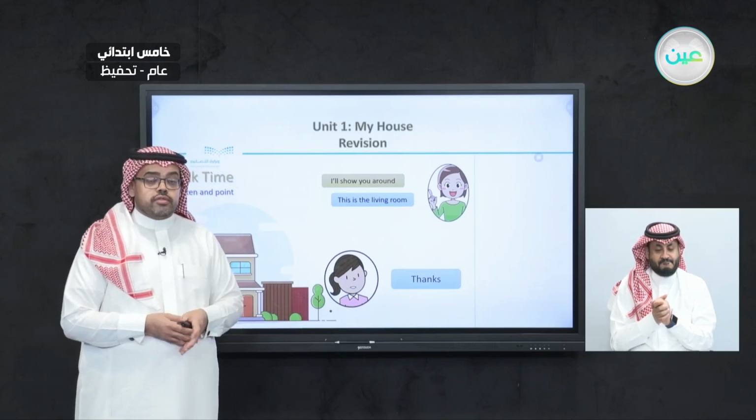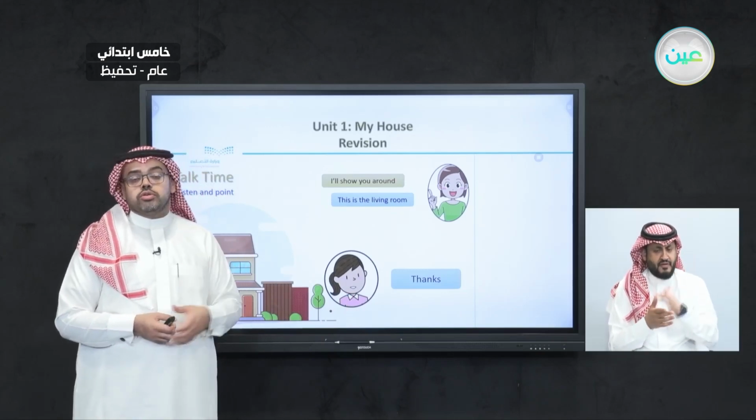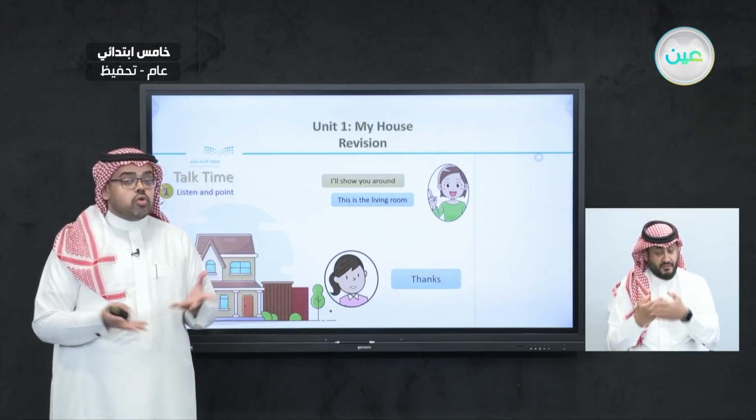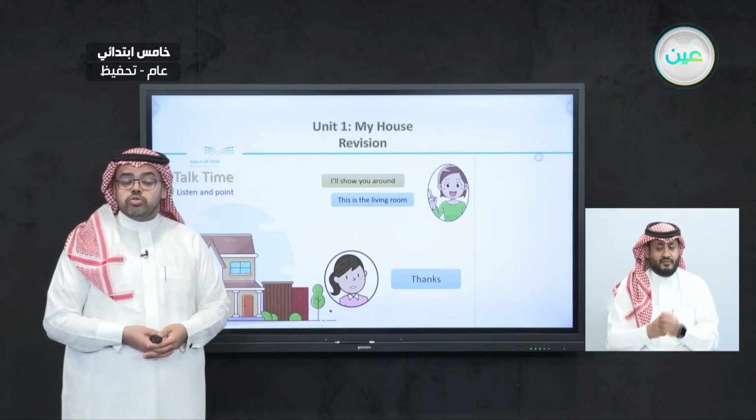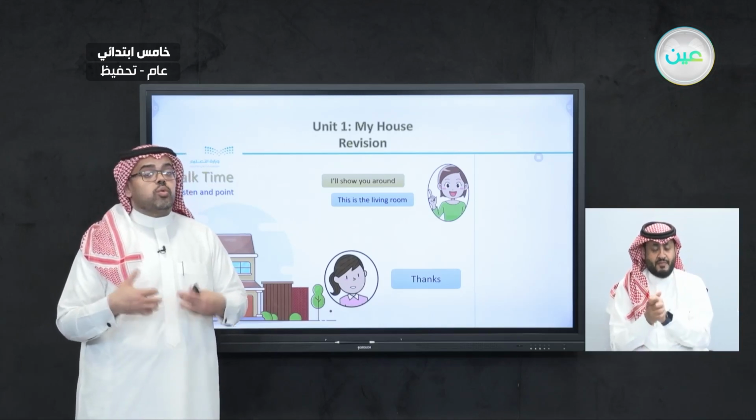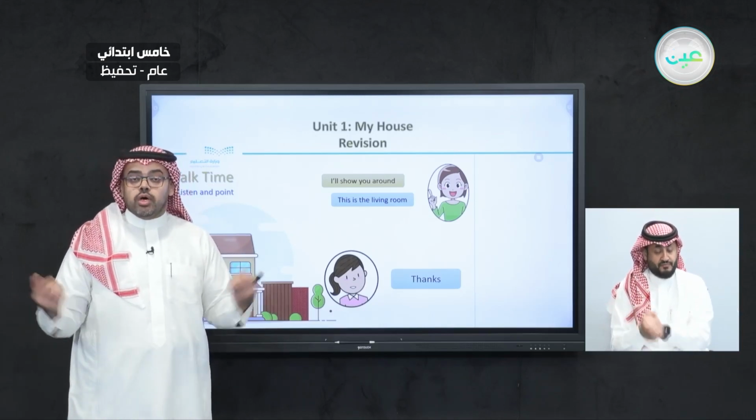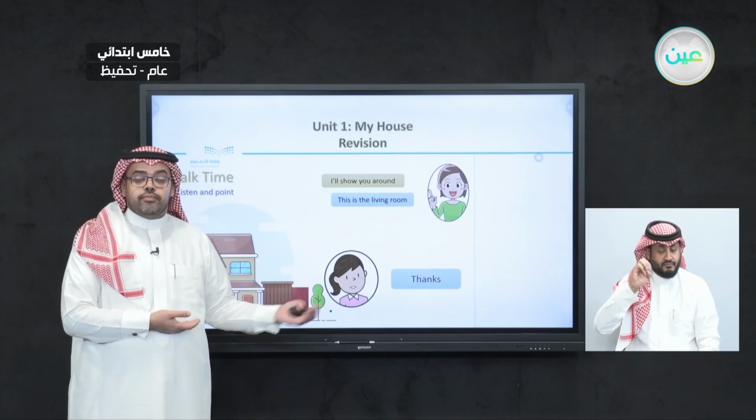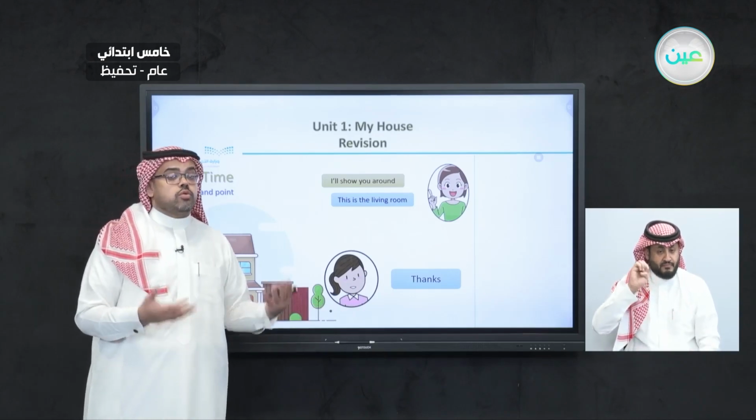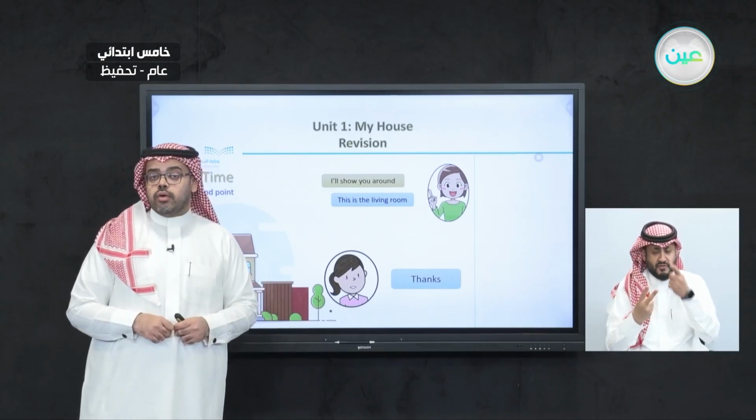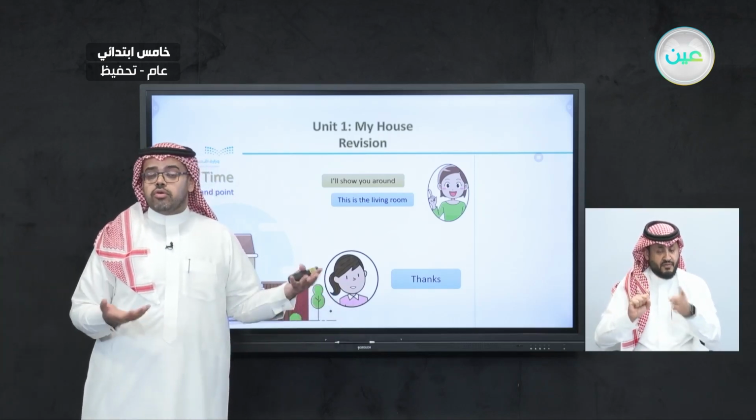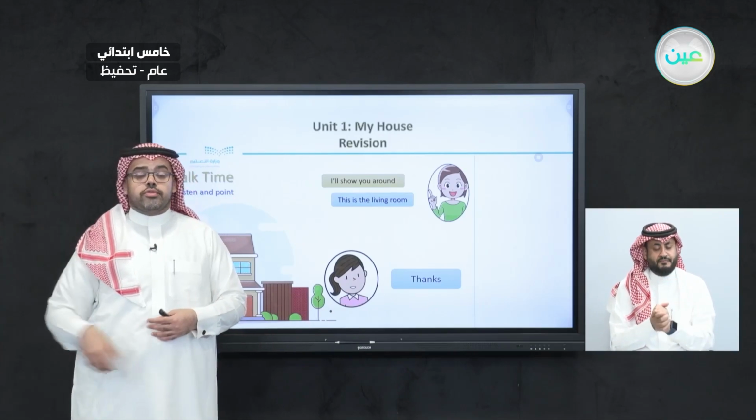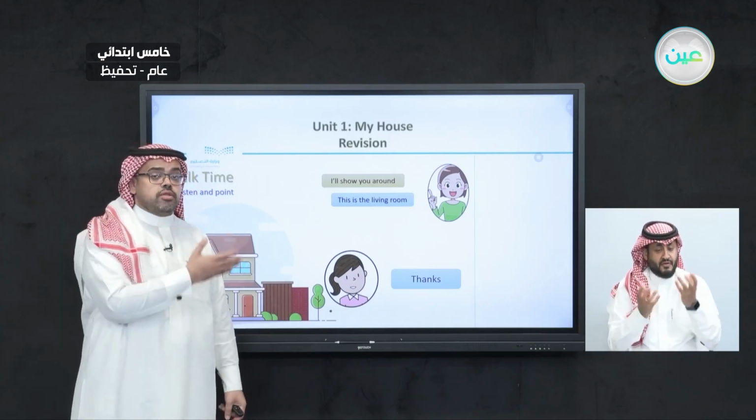So these are the two important phrases that we usually say when we are expecting people to visit us. First, we welcome them: "Welcome to our house. Would you like to come in?" And the second, when we show them: "I will show you around. This is," and then you can say the place or the rooms. "This is the living room, this is the kitchen, this is the bedroom," and so on.